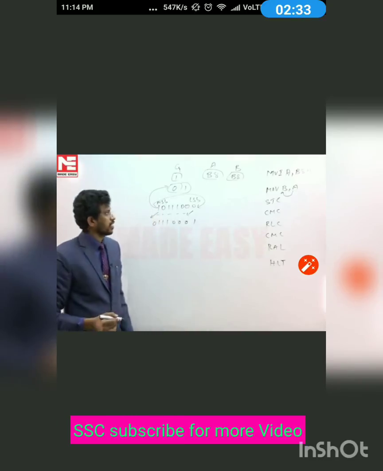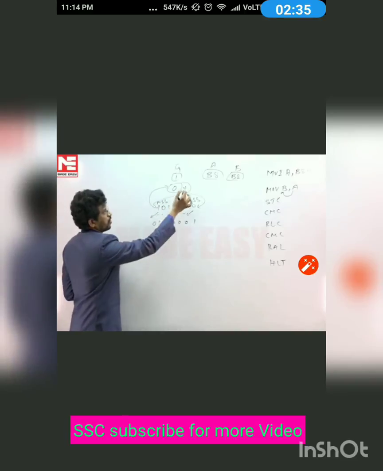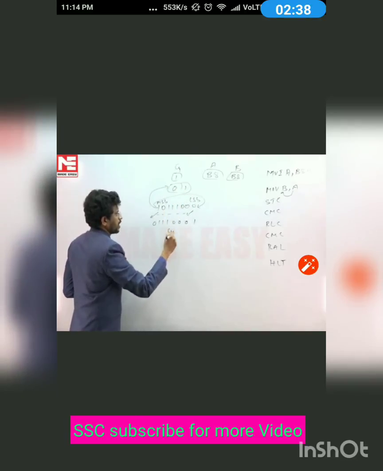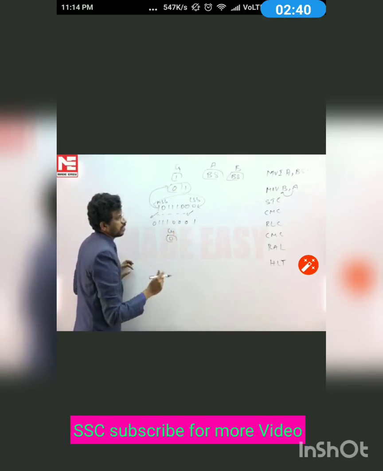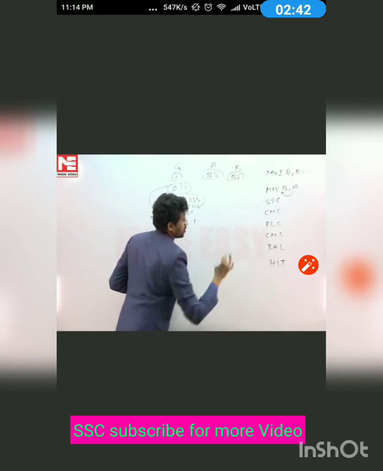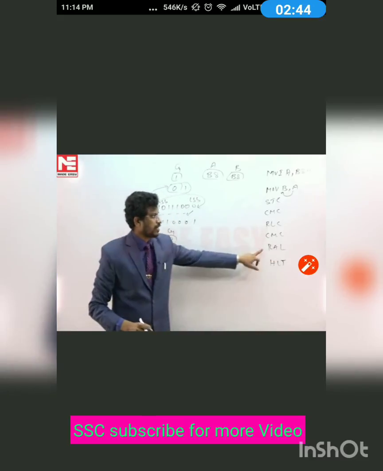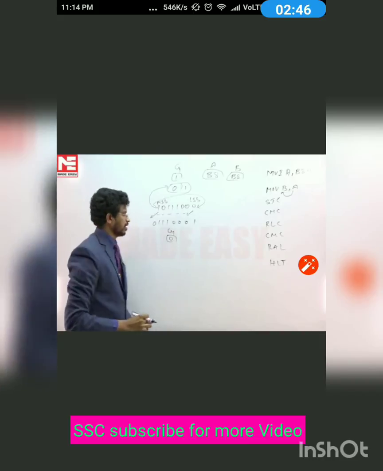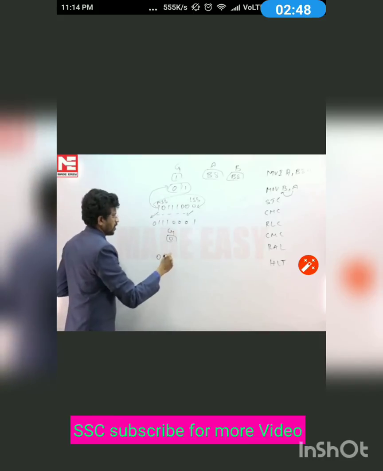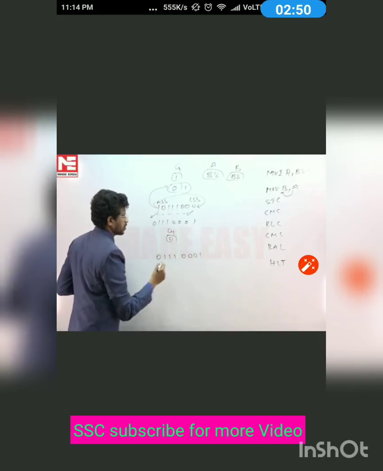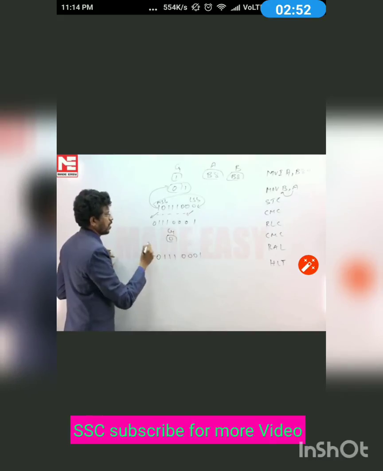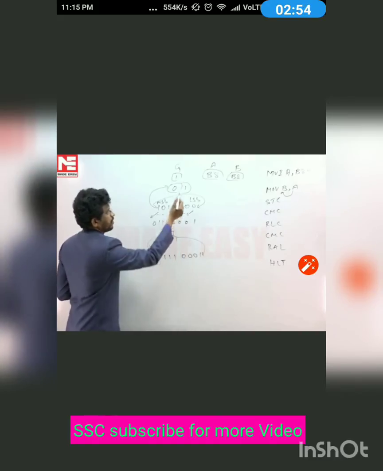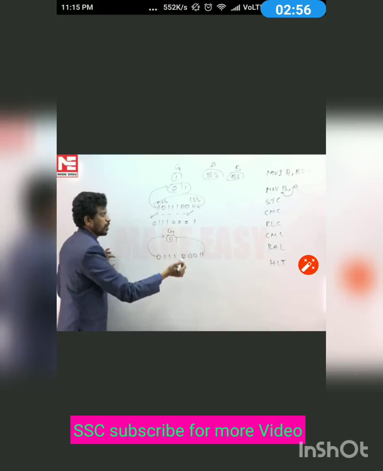Again complement carry. Therefore the carry flag was 1, now it becomes 0. So the carry flag is 0. Then again we have RAL. What is RAL? Rotate the content of the accumulator 1 bit left along with carry. So the accumulator content is rotated 1 bit left along with carry.